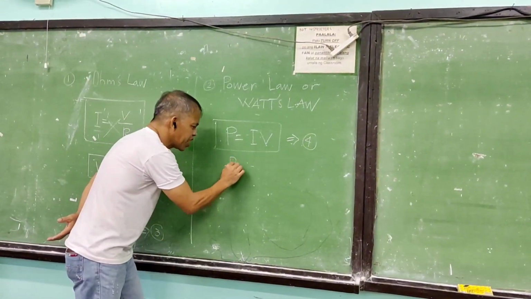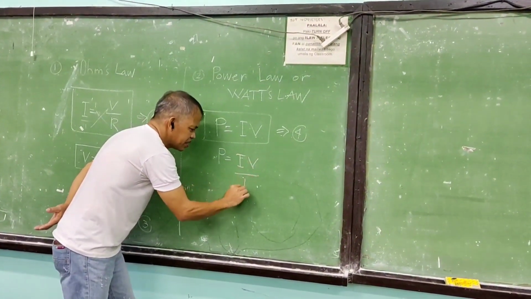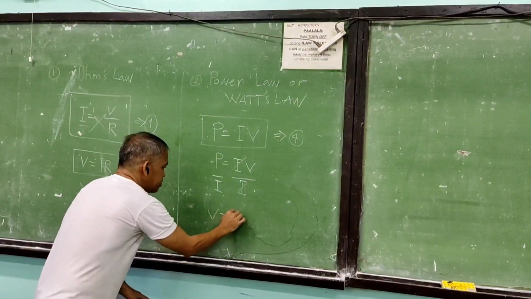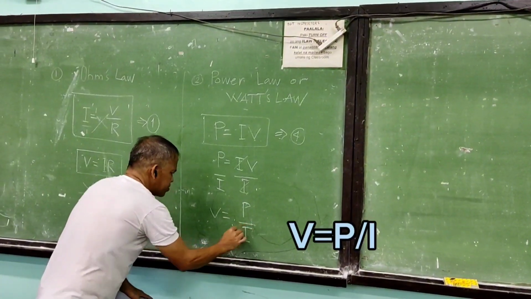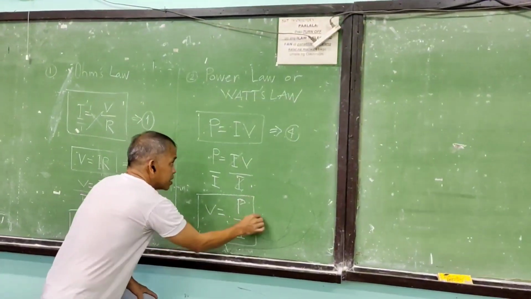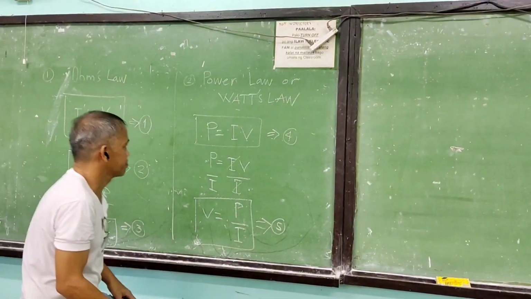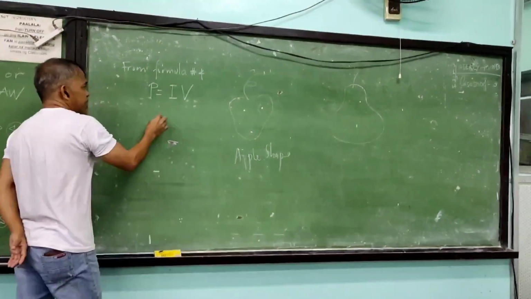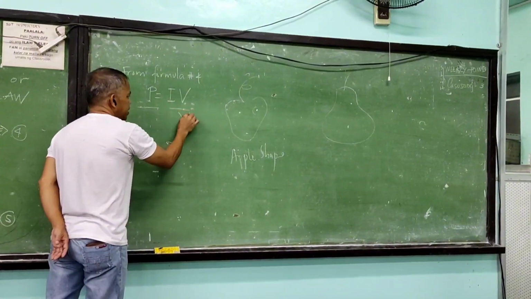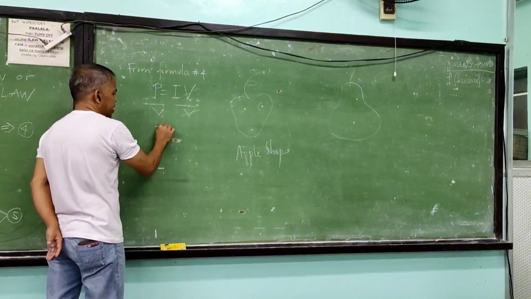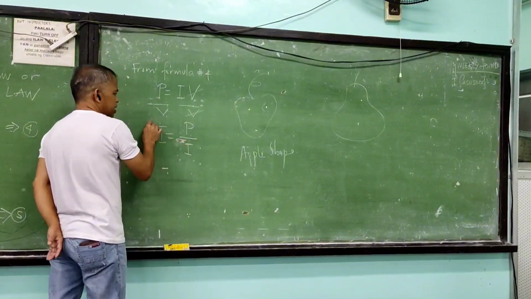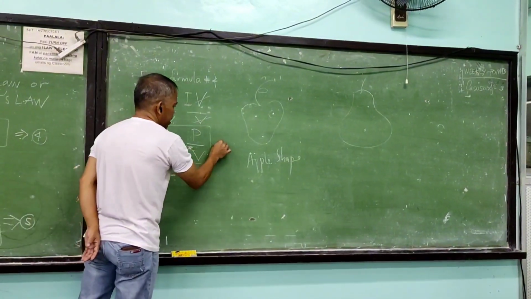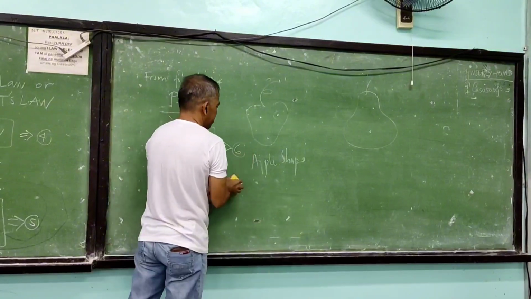Okay? By dividing both sides by I, cancel I. From here, you are able to get another formula, which is voltage is equivalent to power divided by current. That's the fifth formula. From formula number 4, power is equivalent to the current multiplied by the voltage. Divide both sides by V to cancel V, and you will get another formula, which is the current is equivalent to the power divided by the voltage. This will become your sixth formula.